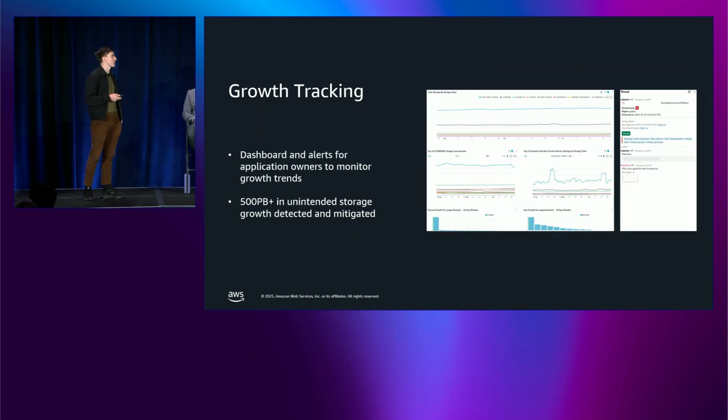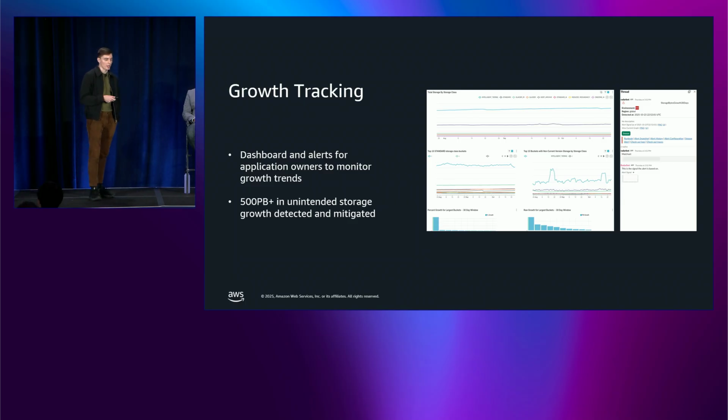This is where the growth tracking comes in. What we do is we provide automated alerts for application owners. So when their storage footprint crosses certain thresholds, they'll get an automated message, and that takes them to fine-tune dashboards. So as you see here, this user got a Slack alert. Their growth crossed over a certain percent over a period of time, and then they can go to this dashboard to take a look at what's going on.